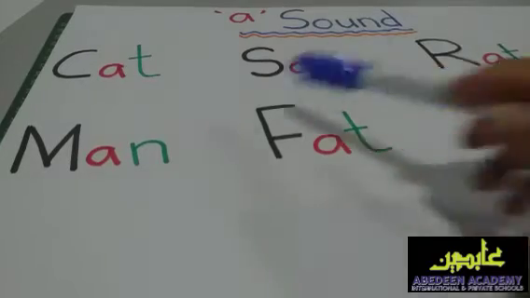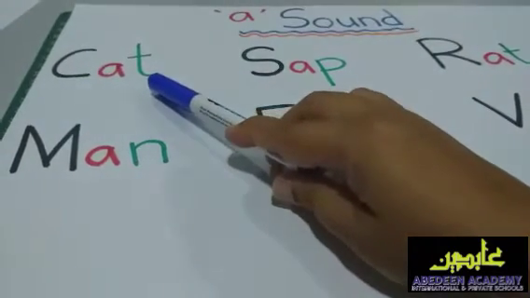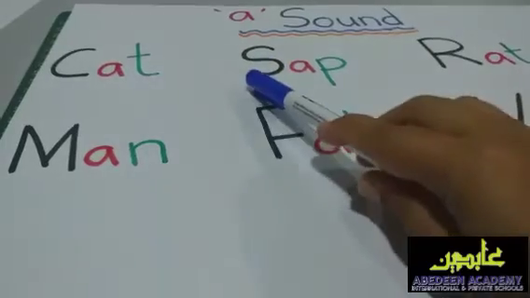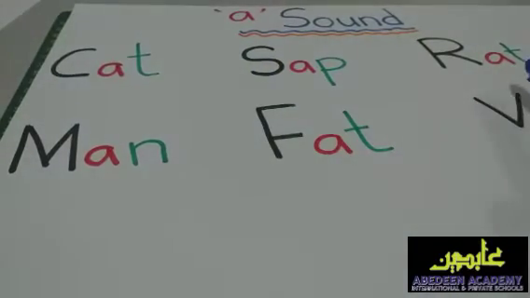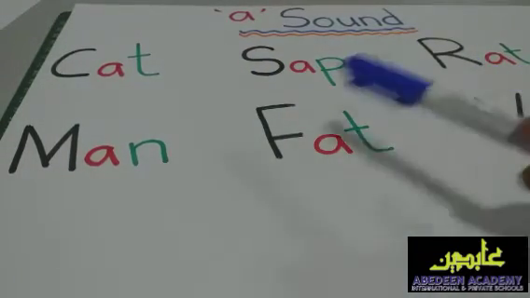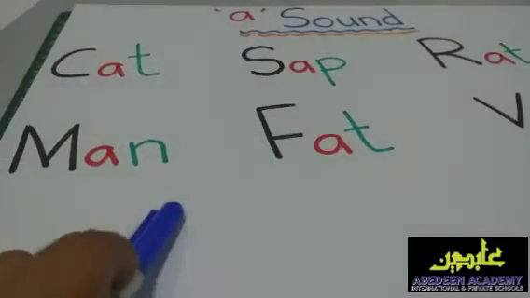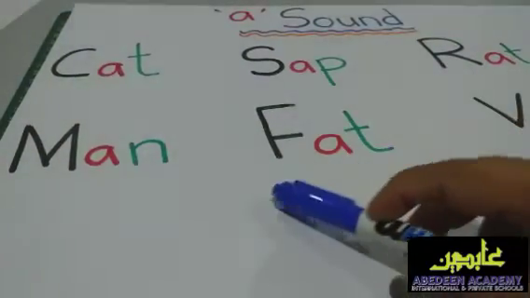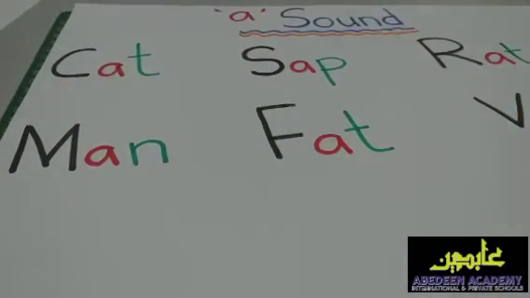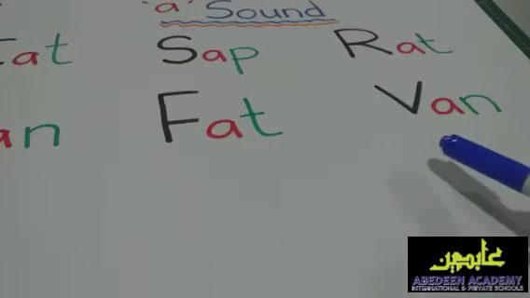So the first one is cat, sap, rat, man, fan, and the next one is van.